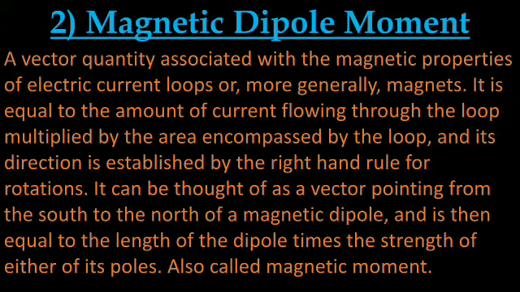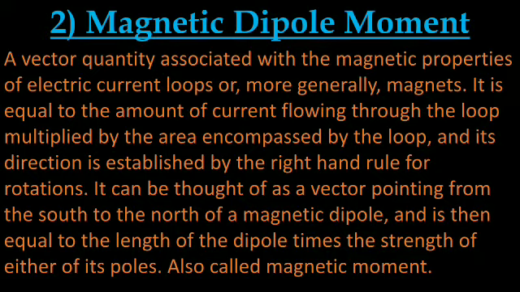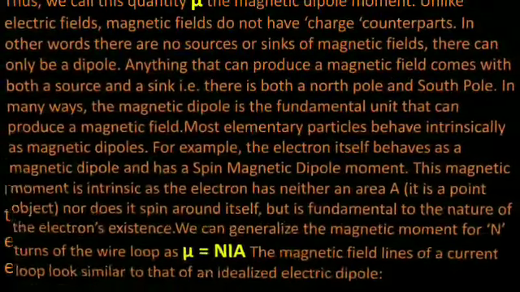In standard 11th, I have taught you this. Finally, mu is equal to 2L into small m, where small m is the magnetic pole strength and 2L is the dipole length of the magnet. So that was for the bar magnet. But if we have a loop, what will be the magnetic dipole moment of that closed loop? We have to see that.